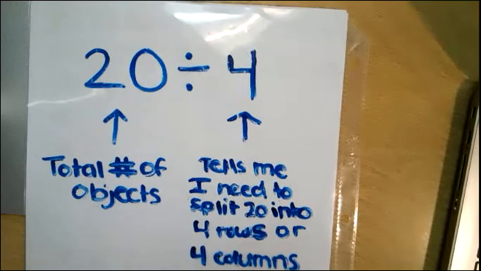All right, friends, so today we're going to learn how to use an array to understand division. In our last unit, we learned about arrays. Remember, an array is a group of objects arranged into straight and equal rows and columns. So you can use an array to help you solve multiplication problems and division problems. But first, we need to understand what the numbers mean in division problems.